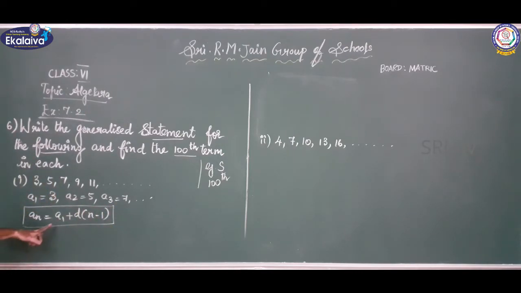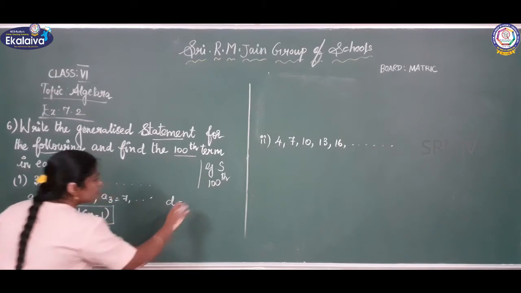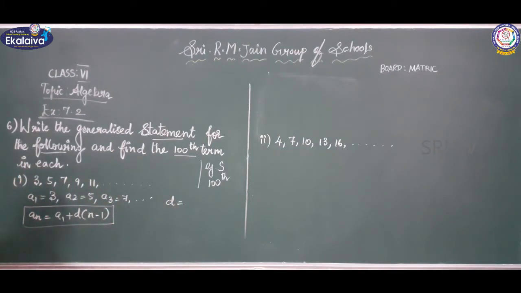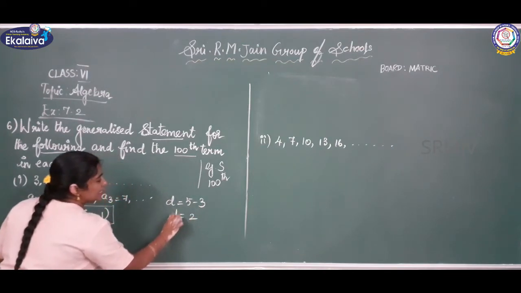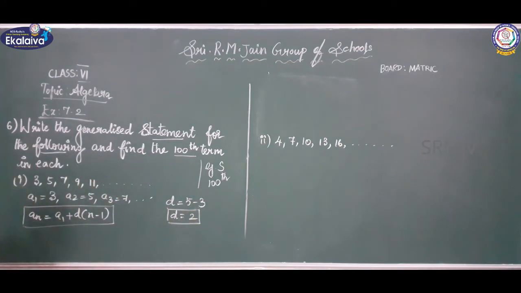See, okay, I know that A1 is 3. But I am going to find out the difference of the two numbers. See, what is the difference of the two numbers? 5 minus 3. Okay. So, which is what? 5 minus 3? 2. And then 7 minus 5? 2. 9 minus 7? 2. 11 minus 9? 2. So, the differences are what? Common. Is it clear?